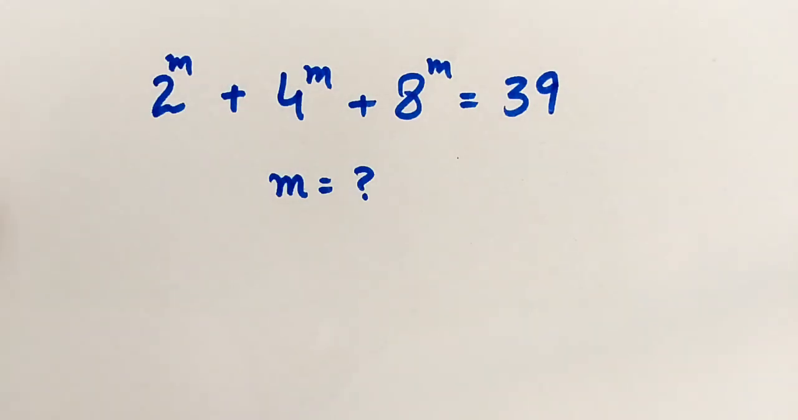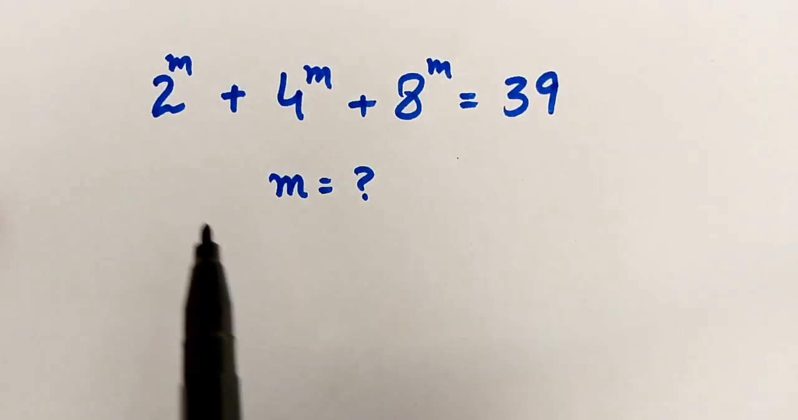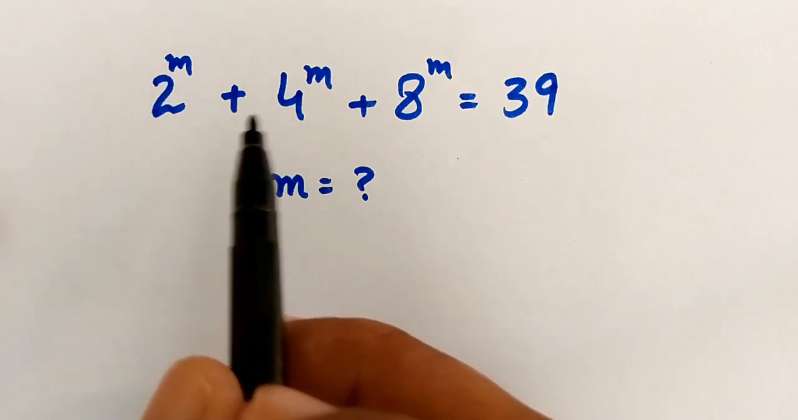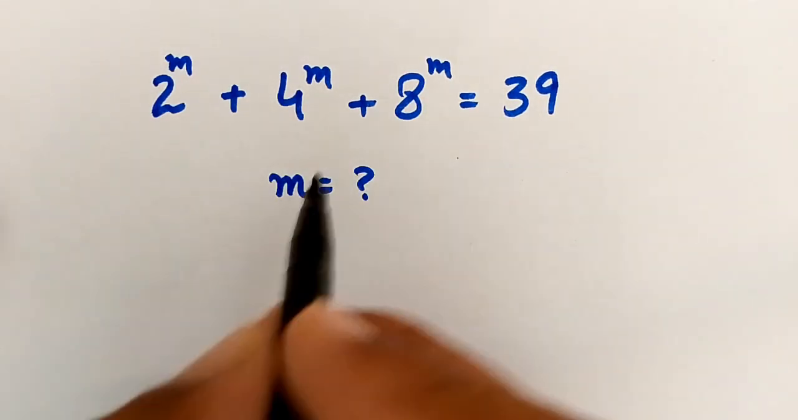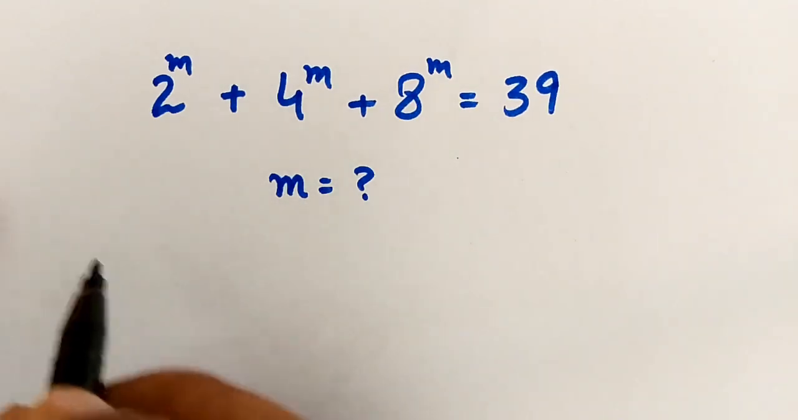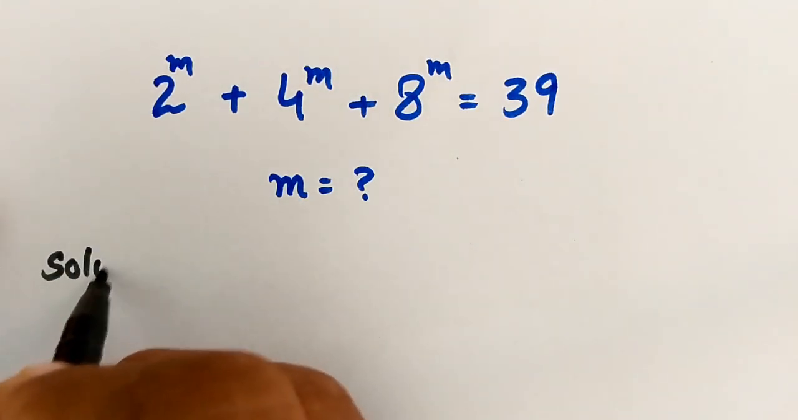Hello, you are welcome. How to solve this interesting question? That is 2 to the power of m plus 4 to the power of m plus 8 to the power of m is equal to 39. We have to find the value of m. So, solution.